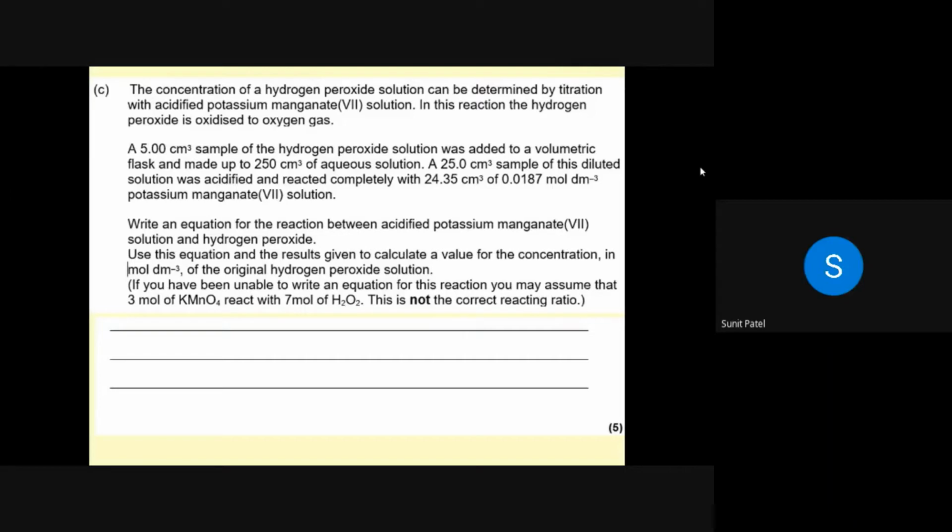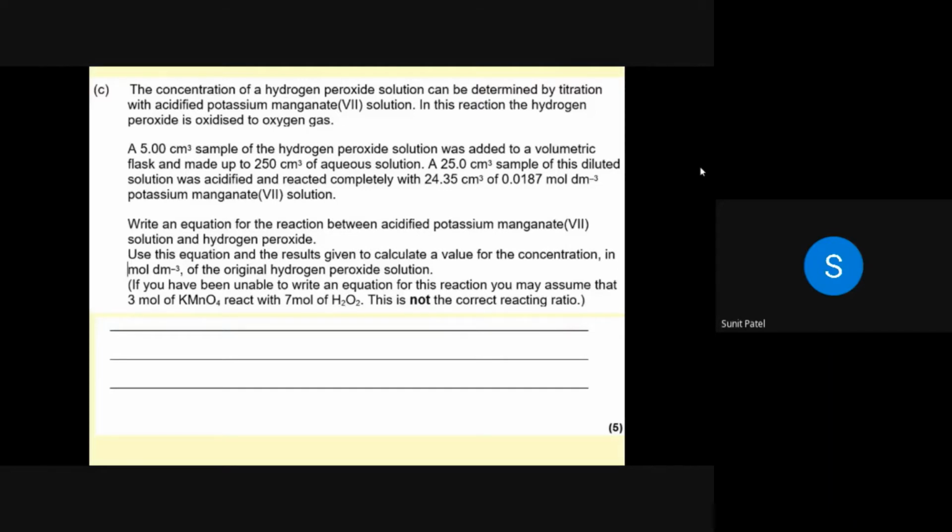We've got a 5 cm cubed sample of hydrogen peroxide solution added to a volumetric flask and made up to 250. So in fact, you've diluted the hydrogen peroxide here, taken a small portion out, and then you've acidified it, reacted completely with potassium manganate solution. What they want you to do then is write the equation for the reaction. That's the first thing we'll do, and then secondly, use the balanced equation to calculate the value for the concentration of hydrogen peroxide. So let's start with the first bit.